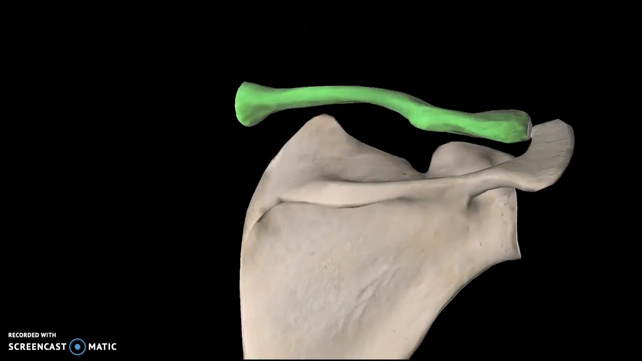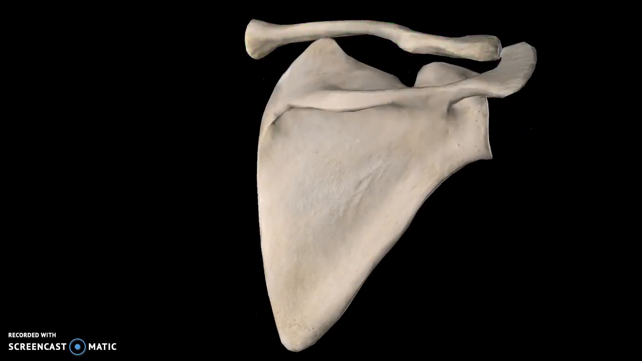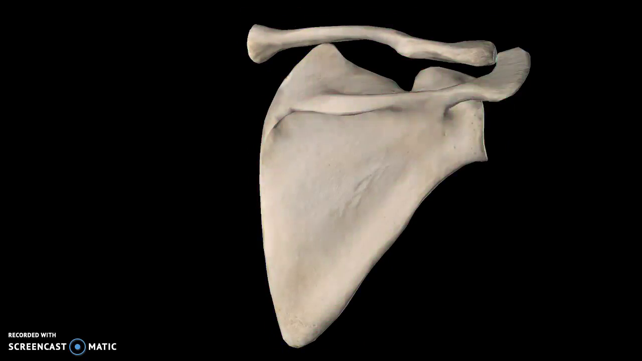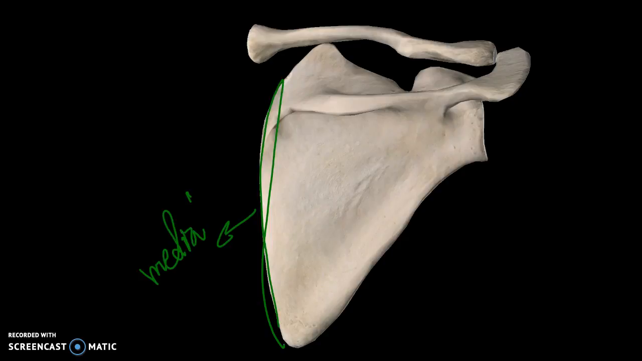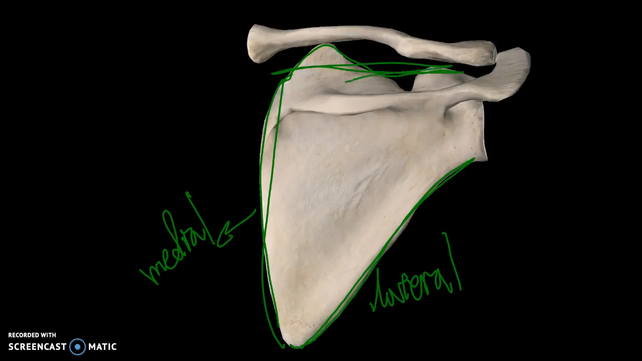Now, moving on to the scapula, there are a few borders that we need to talk about before even moving to this structure. This one is known as the medial border. And this guy here is known as the lateral border. And this structure here is the superior border.